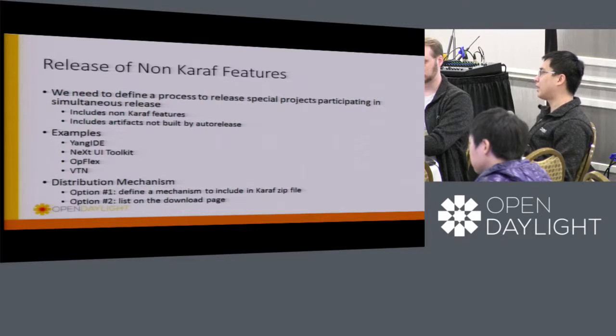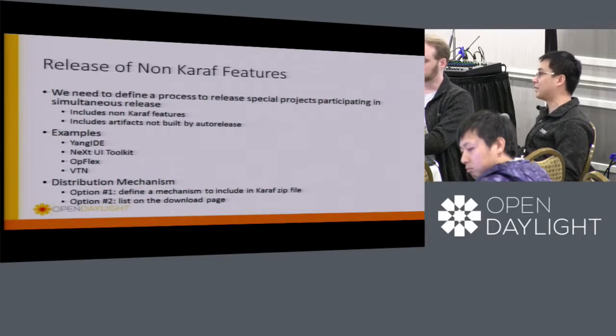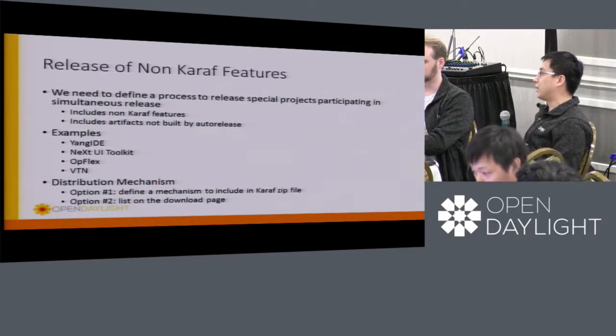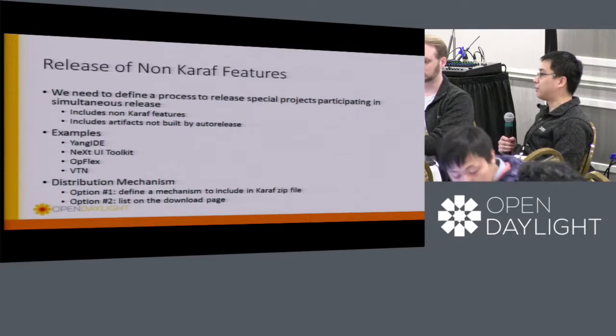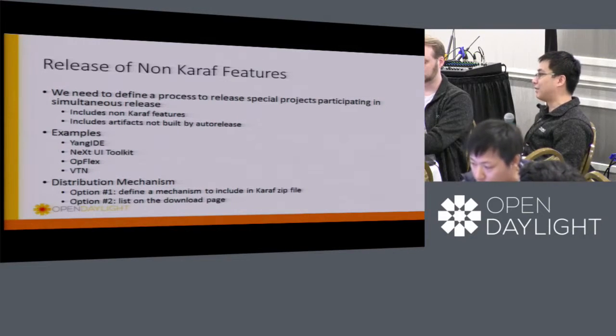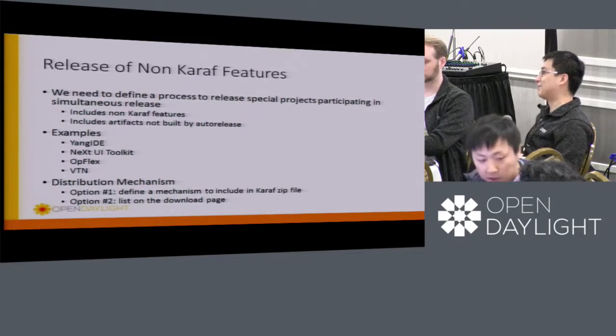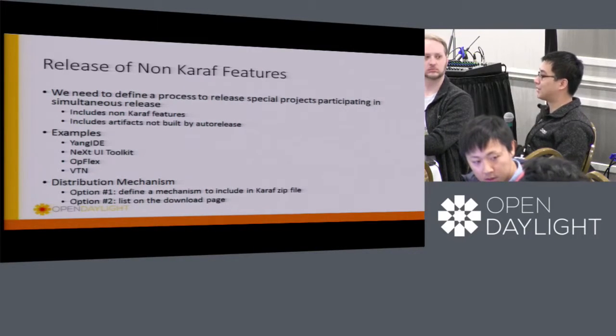For example, a Yang IDE. Why does an IDE have to be part of a Beryllium release? As an end user using an IDE, I want the IDE to be released often so that I can take advantage of the latest features. It's the same with NextUI. NextUI is a JavaScript project, and in the JavaScript world, 6 months is a long time to release your project. JavaScript projects tend to release daily or even weekly.